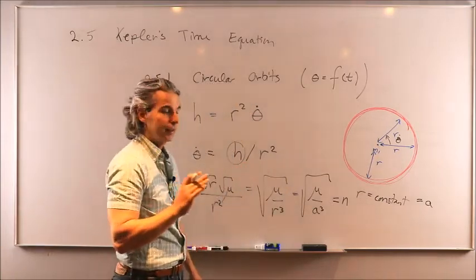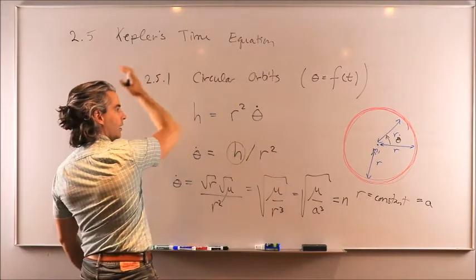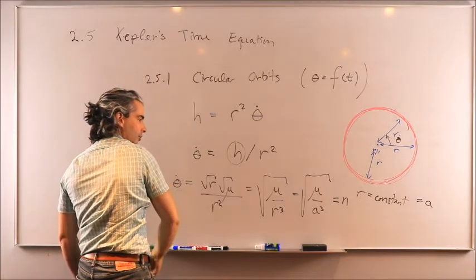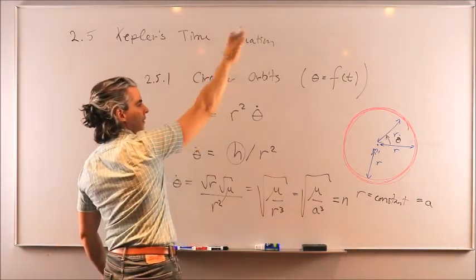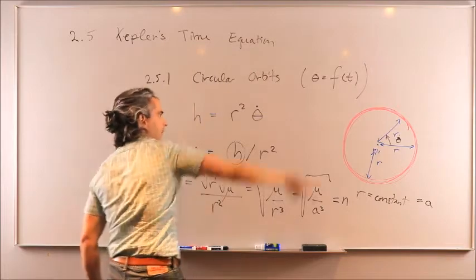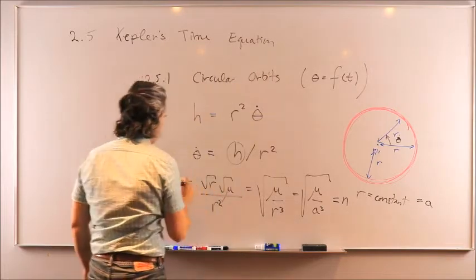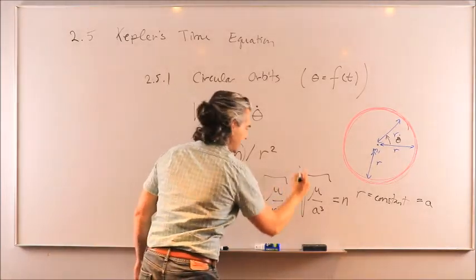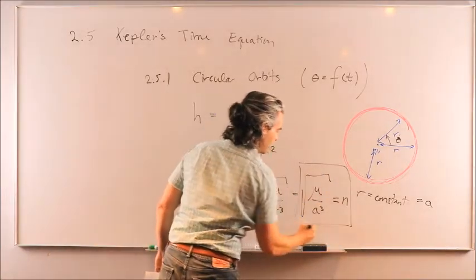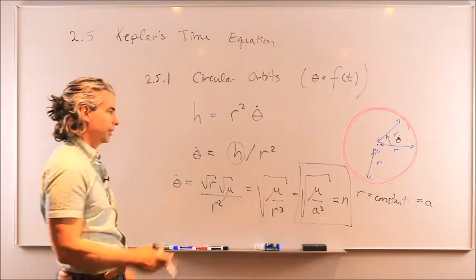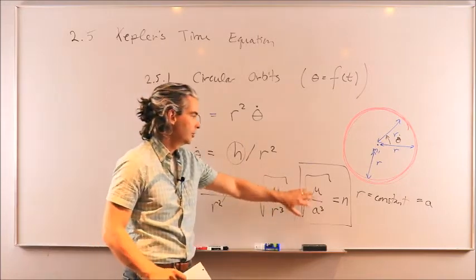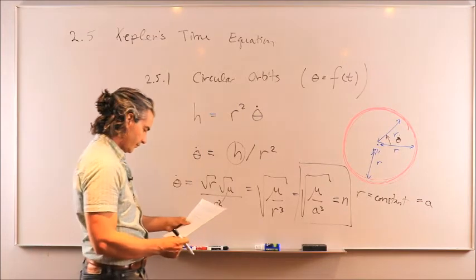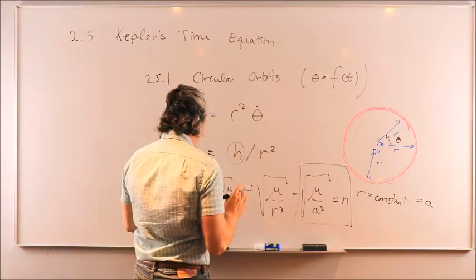Because remember, about the apogee of an elliptical orbit, r decelerates, and then when r gets closer to the perigee, we accelerate again, decelerate, accelerate, okay? But here, theta dot is truly a constant for a circular orbit, and is exactly equal to n, the mean orbital motion, which is calculated as the square root of mu over a cubed. Good.